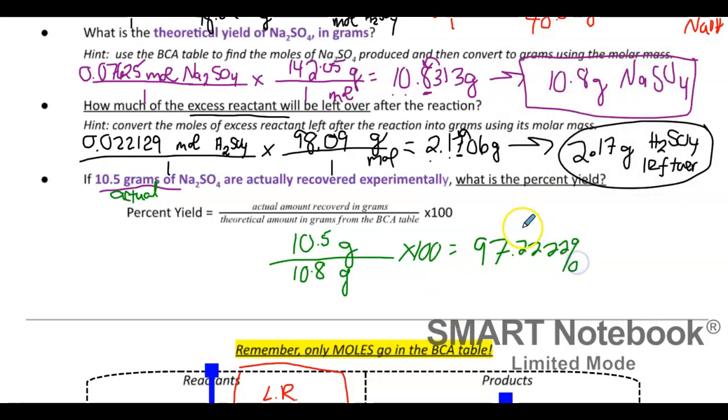97.22222%. Same rounding rules are going to apply. We want 3 sig figs. 1, 2, 3. Look to the right. Will that 2 round up? Nope. 97.2%, and that's our percent yield.